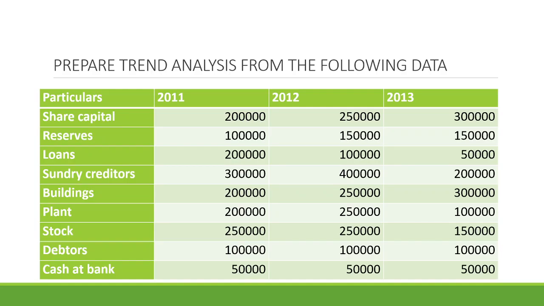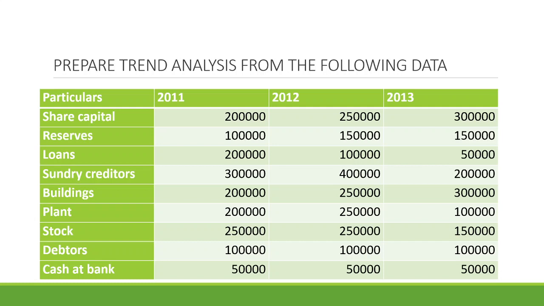Session 19 is about the preparation of trend analysis from the following data. Trend analysis is one of the important methods of financial statement analysis, which helps in revealing the proportionate change, that is the proportionate increase or proportionate decrease, and it also helps in indicating the direction and pattern of change. Now, in this case, we consider the oldest year as the base year and all other values are taken as a percentage of the base year.